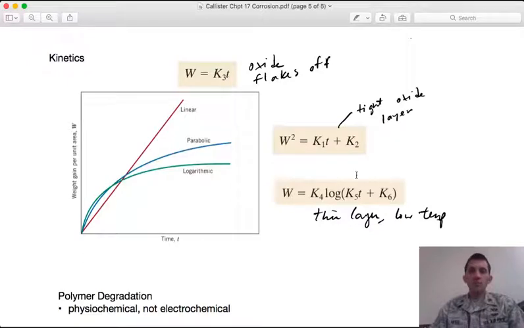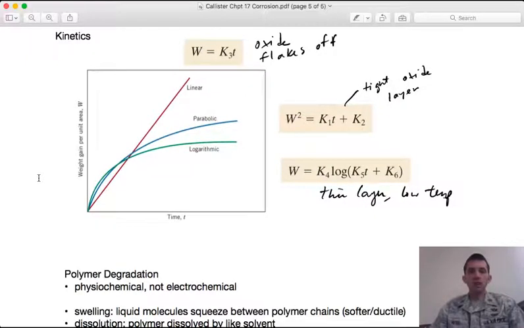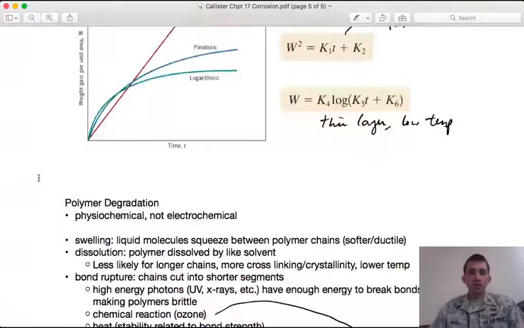For a passivating film, which forms a tight, well-bonded oxide layer, I'm going to have either a parabolic or a logarithmic form to my weight gain, in which case what I see is rapid growth at the beginning as I have a thin layer that can have oxygen diffuse through it. But as I get a thicker layer, I see a rapid decrease in the rate of corrosion as that oxide layer becomes a barrier to diffusion of oxygen to continue to oxidize the metal underlying the oxide layer.